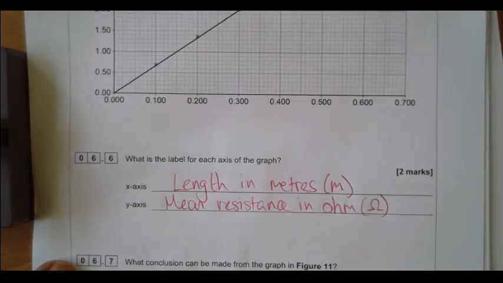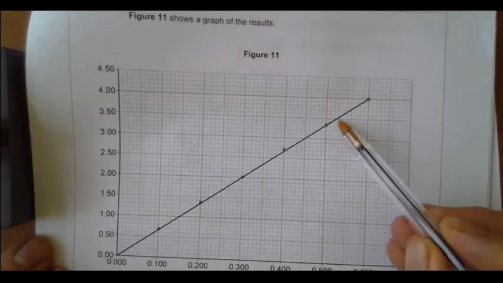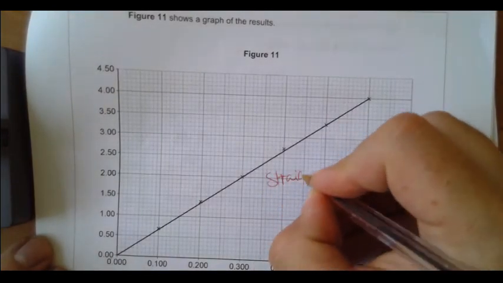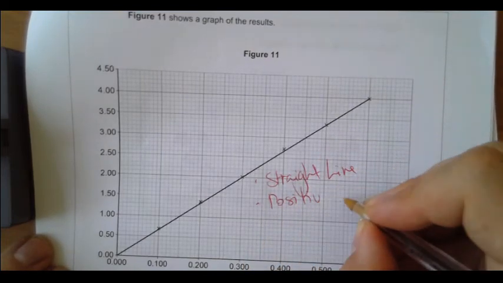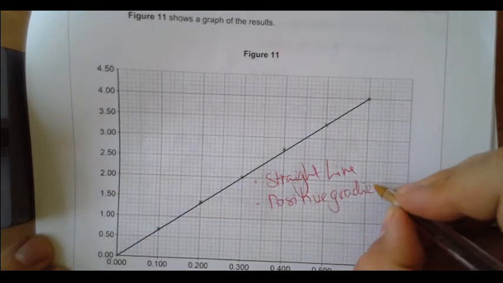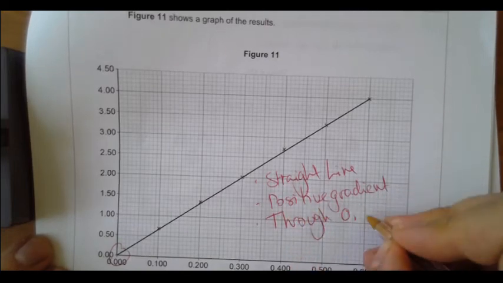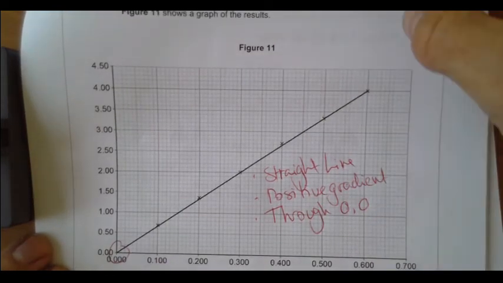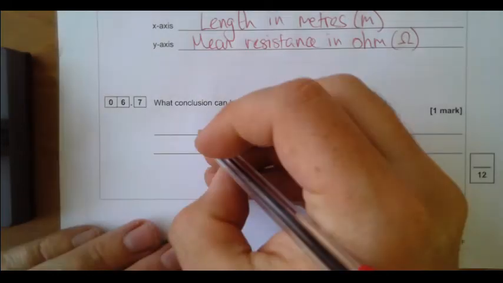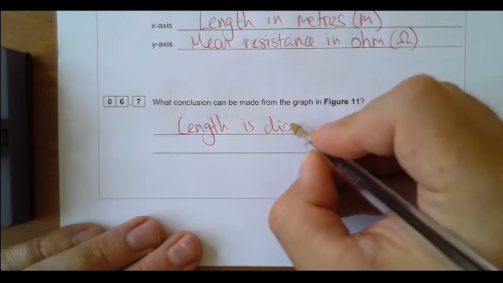If we look at it, we have a straight line, it's got a positive gradient and it goes through the origin, so through 0, 0, so that's got to be directly proportional. So if you meet these three criteria, your relationship is directly proportional. So length is directly proportional to resistance.